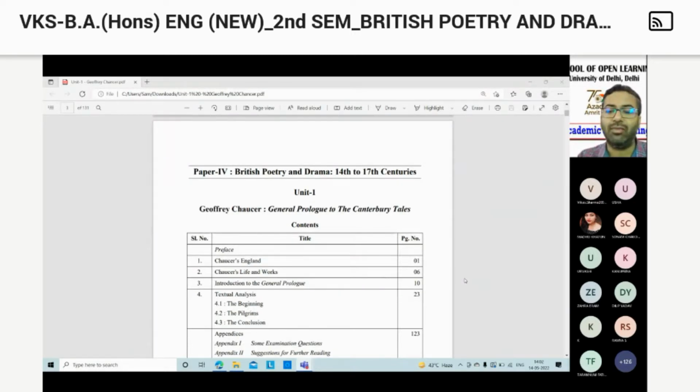As you can see, we'll start with the first unit, which is about Geoffrey Chaucer, the great English poet. In fact, Geoffrey Chaucer is considered to be the first English poet of any kind of prominence.